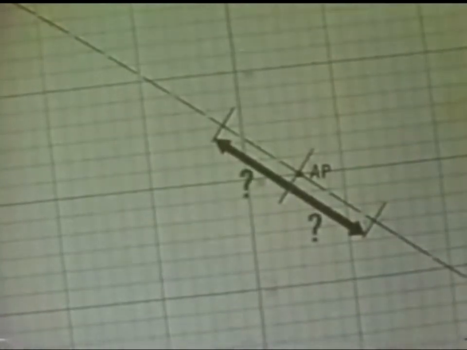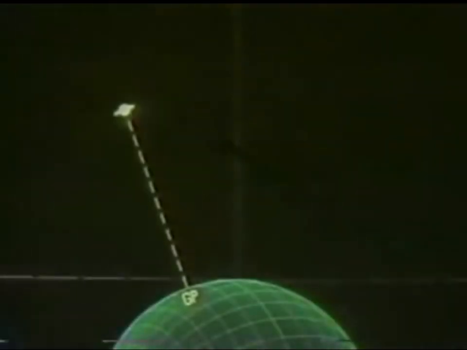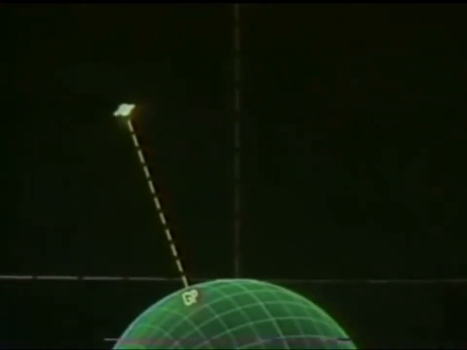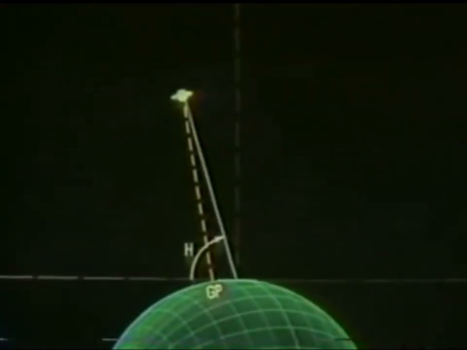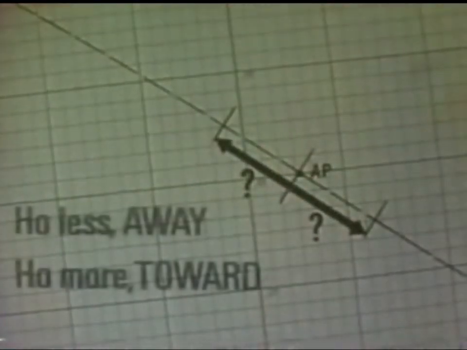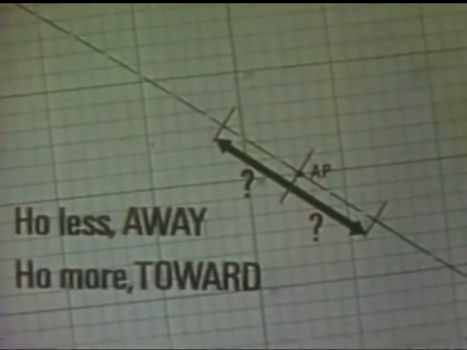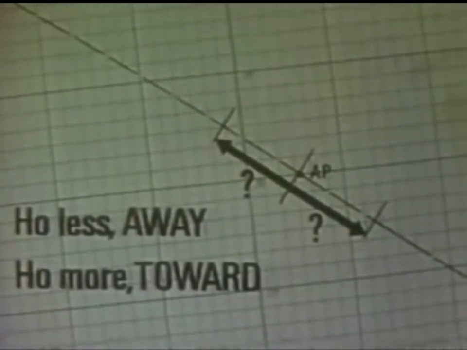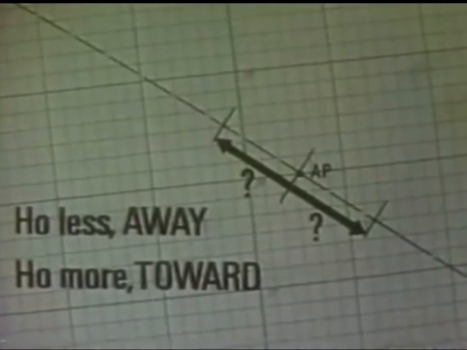But in what direction? Remember the basic principle of altitude measurement. The larger the angle, the closer you are to the GP. The lesser the angle, the farther you are away. In practical terms, if your HO is less than the HC of your assumed position, you are farther away from the GP of the celestial body. If HO is more, you are toward or closer to it.